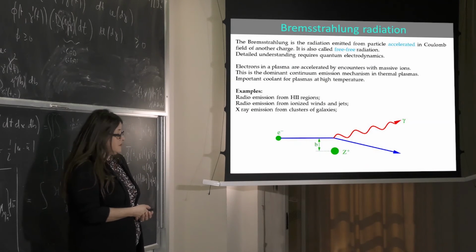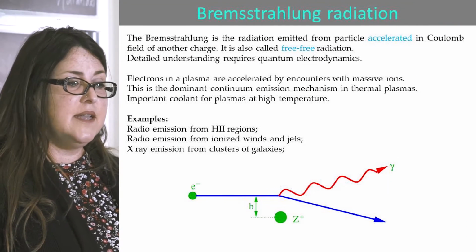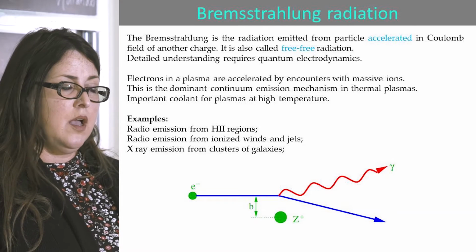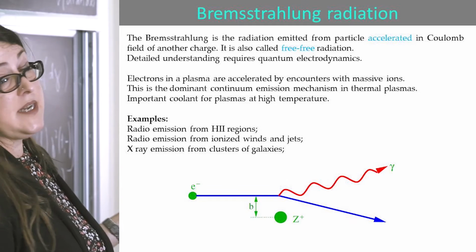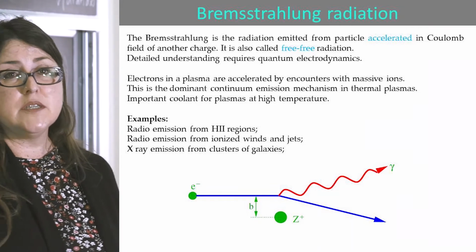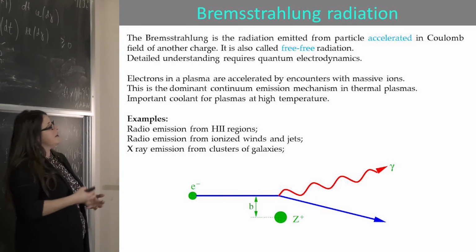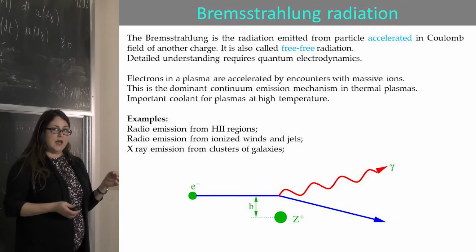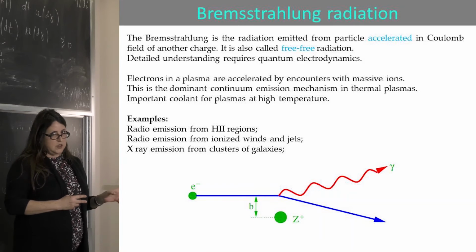There is another mechanism of thermal emission in matter. If you remember, I said that any accelerated charge will emit radiation, described by the Larmor formula. Well, Bremsstrahlung, also called free-free radiation, is the radiation which is emitted by a charged particle which is accelerated in the Coulomb field of another charge. It is also called free-free radiation because the charge is not bound to an atom before the interaction and after the interaction.